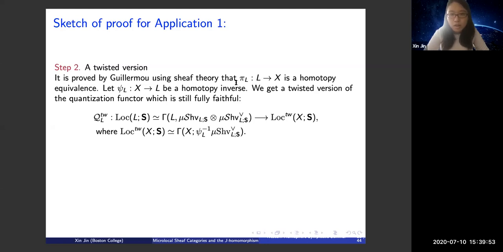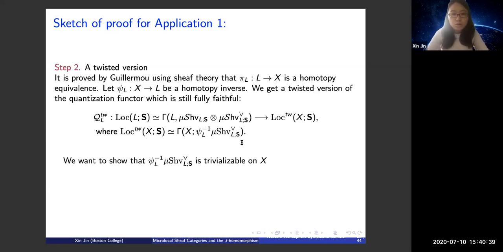Let's denote this X one homotopy inverse as L. Then we can get a twisted version of this quantization functor, which is still fully faithful. Instead of microlocal sheaves, I twist by its dual local system. Then this is equivalent to a trivial local system of categories, so the global section is log LS. And if you run the same argument, you get a twisted local system on X. So the twisting is just a pullback of this twisted sheaf of categories.